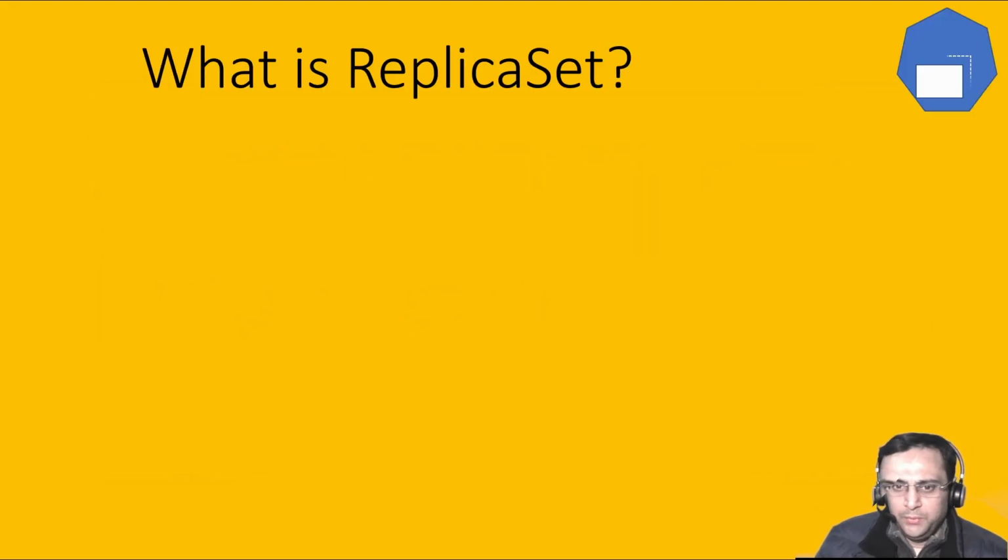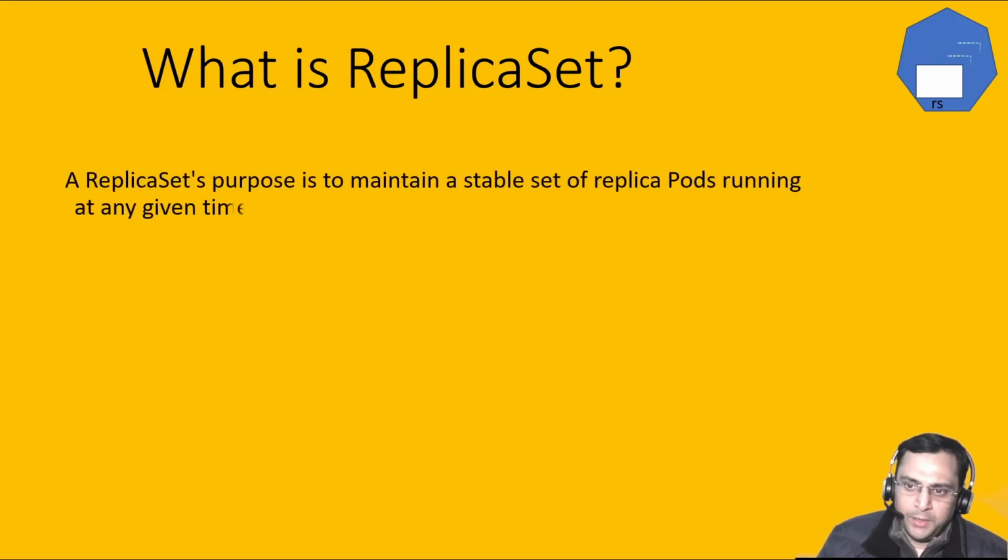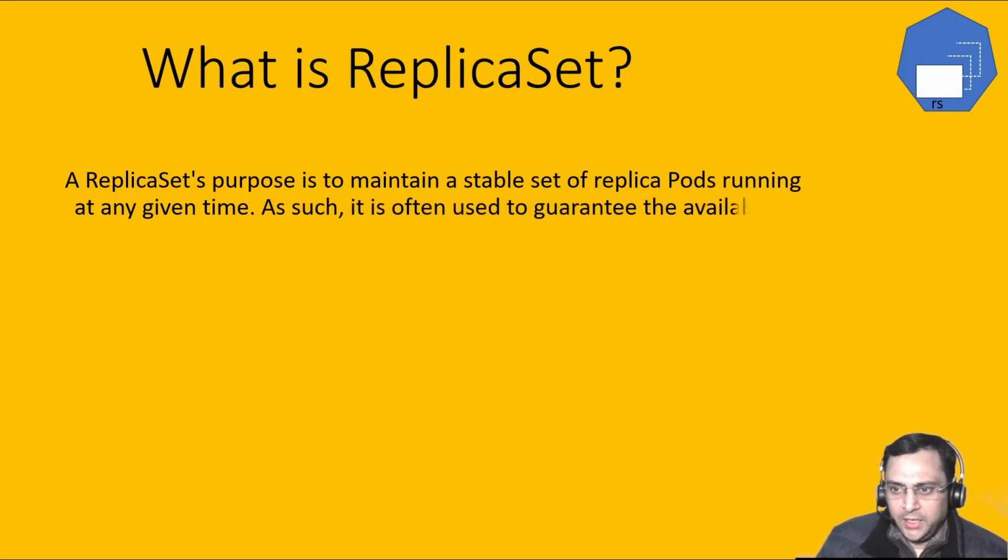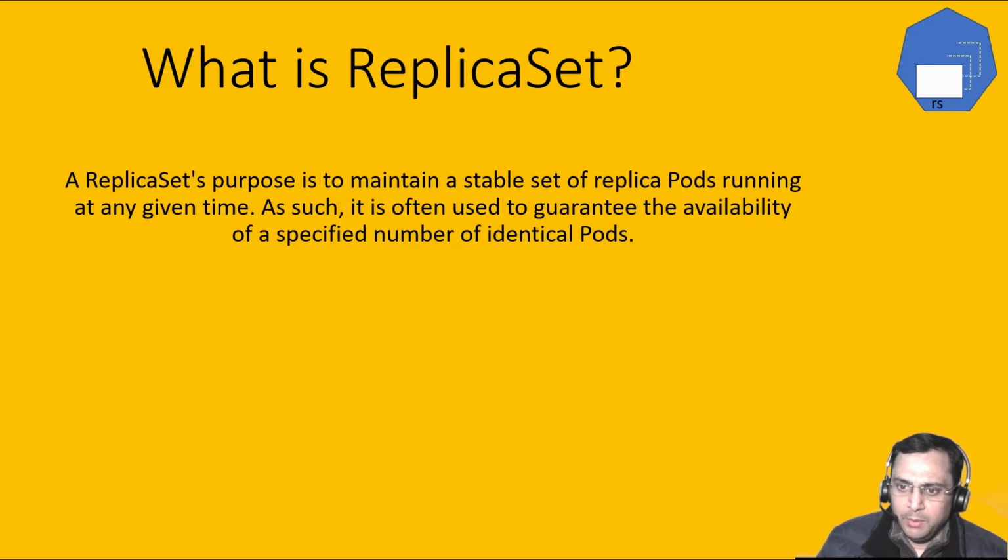In the previous pod video we had covered what is a pod and how to create it. Let's suppose we want to create three identical pods, and Kubernetes API should manage and monitor these pods. For this reason Kubernetes offered replica set functionality. A replica set's purpose is to maintain a stable set of replica pods running at any given time. As such, it is often used to guarantee the availability of a specified number of identical pods.